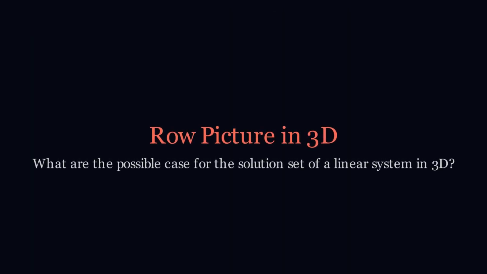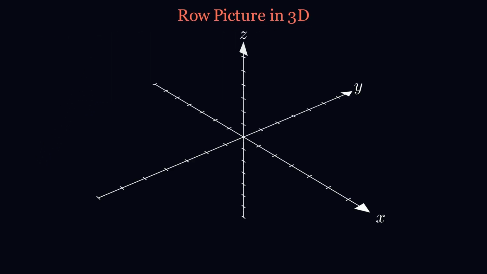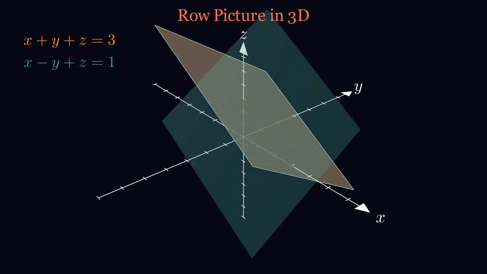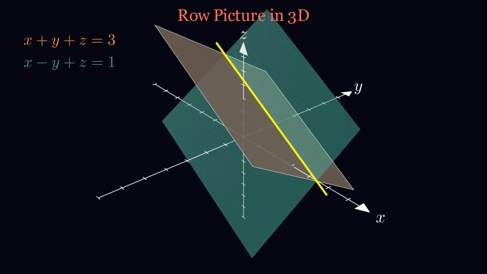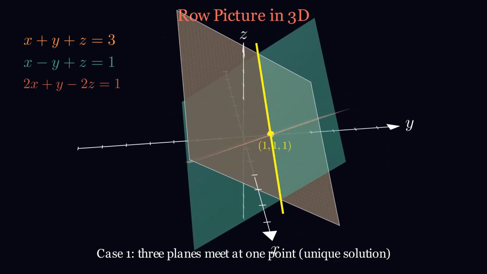What happens when we have three equations, or more generally, a system in three dimensions? Well, each equation represents a plane as we already know. So with three equations, we are looking at three planes in space. Let's start with this plane, the same one we have already seen. Now we will add two more planes. These three planes meet at exactly one point, and that point is the only solution of the system.